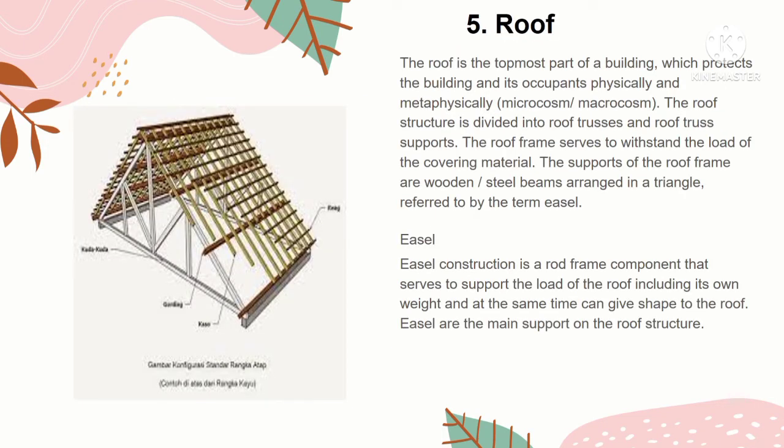5. Roof. The roof is the topmost part of a building, which protects the building and its occupants physically and metaphysically. The supports of the roof frame are wooden or steel beams arranged in a triangle, referred to by the term easel. Easel construction is a frame component that serves to support the load of the roof, including its own weight, and at the same time can give shape to the roof. Easels are the main support of the roof structure.